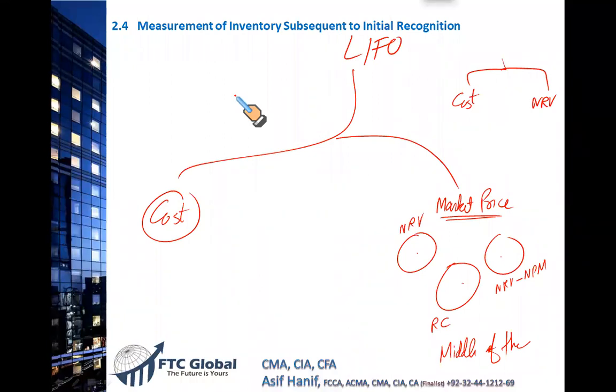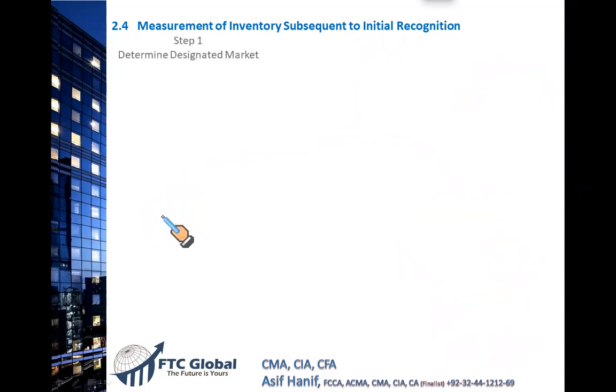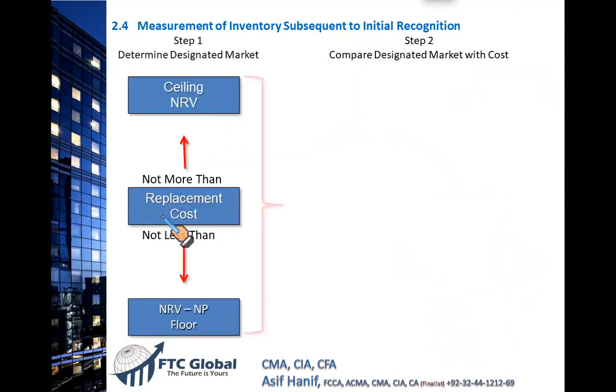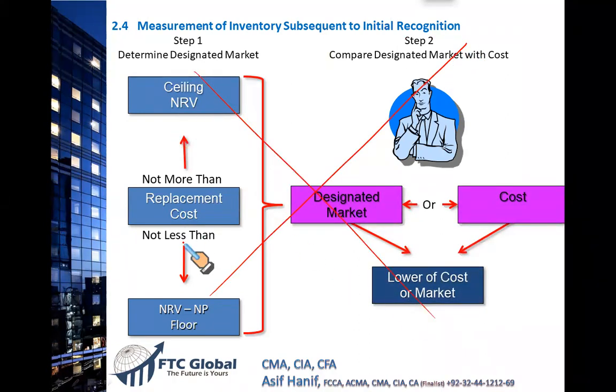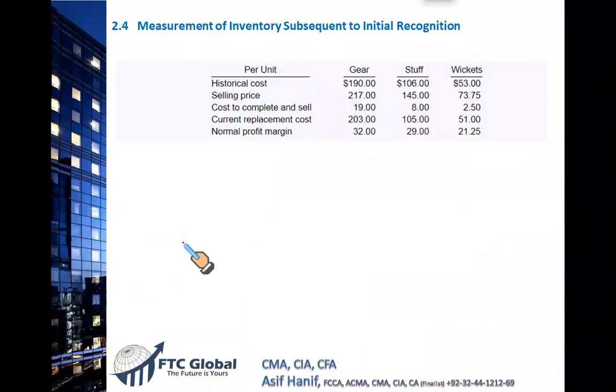Follow my approach. Take cost on one side, and take NRV, replacement cost, and NRV minus normal profit margin on the other side. Take these three bubbles and take the one that is the middle number. Compare that middle number with the cost, see whether the middle number is higher or the cost is higher, and then decide accordingly. So I'm just going to skip everything that is here. I don't like this method. This is too twisted. Sometimes you get confused between the ceiling and the floor. Just follow the bubble approach and it will help you solve the question.